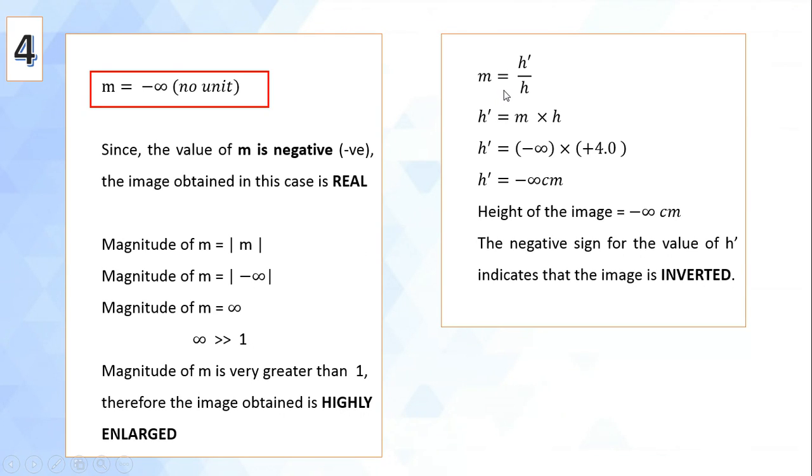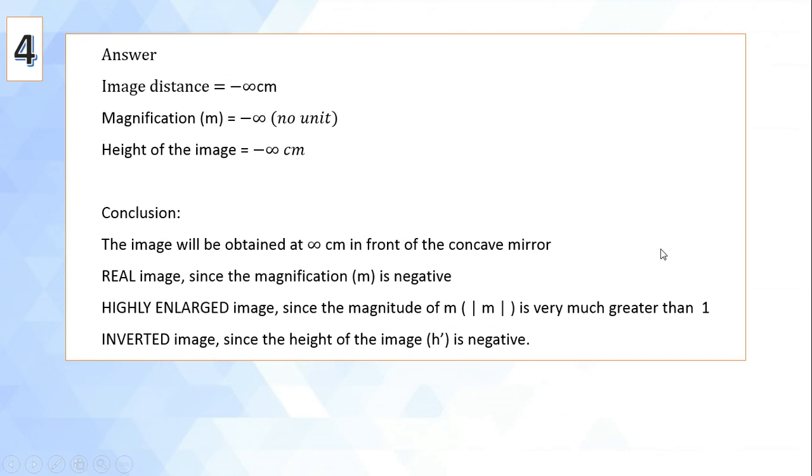Now next I'm going to find the height of the image formed by this object. So h dash is equal to m into h. m is minus infinite and h is plus 4.0. When you multiply, again it becomes infinite. When you multiply a very big number by a small number, again the value is a very big number. So h dash is minus infinite. This negative indicates the inverted image. The image obtained in this case is inverted.